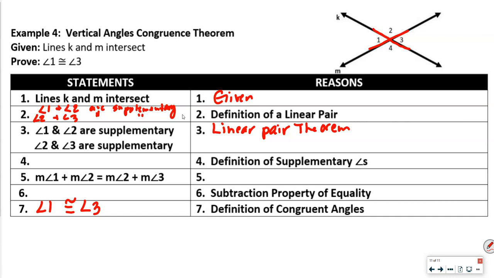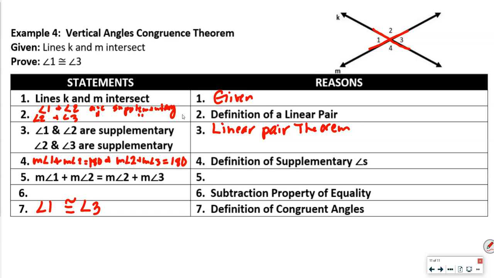This is a definition of supplementary angles, okay? So when we're talking about this, we're going to say the measure. Now, we're going from an angle to a measure. So measure of angle 1 plus the measure of angle 2 equals 180, right? And what else? And the measure of angle 2 plus the measure of angle 3 also equals 180, okay? Yes, I know this seems a little redundant, but it is how we work proofs, okay?